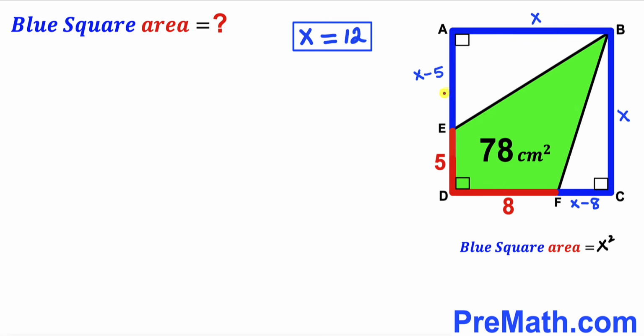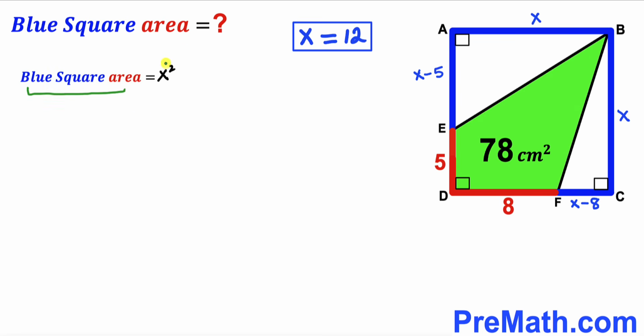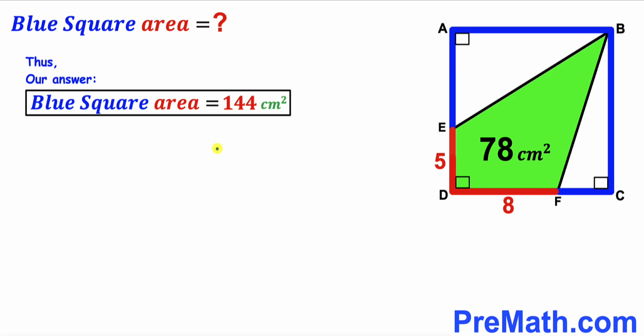And here's our final step. Now we are going to calculate the area of this blue square. Let's recall the blue square area equals x squared. So I'm going to substitute x equals 12 over here. This gives us 12 squared, and that is equal to 144 centimeter square, the area of this blue square. So after all the calculations and manipulations, the area of this blue square ABCD turns out to be 144 centimeter square. And that's our final answer.